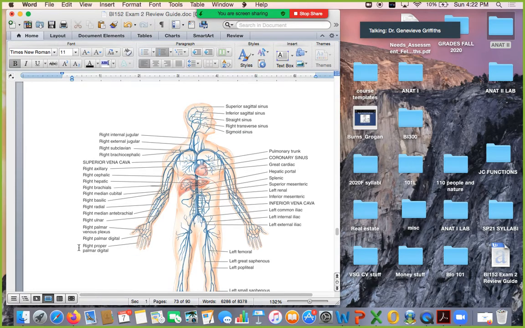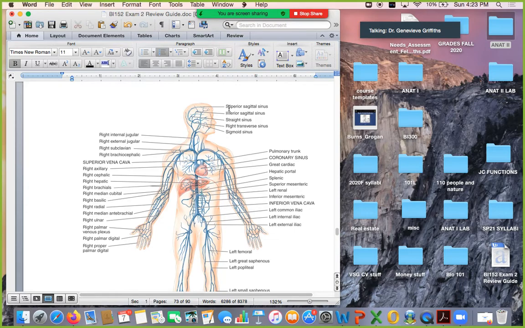All right, so the proper palmar digital is going to feed into the palmar digital, which feeds into the palmar venous plexus. Now there are two major branches here, the radial and the ulnar, and they both are going to have crosstalk. The ulnar is also going to run alongside the antebrachial, which runs up into the basilic. Here's the median cubital. All of that runs up in the upper arm, where we have the axillary, the cubital and the cephalic. All of that runs up into the subclavian and the brachiocephalic, which then feeds down into the superior vena cava.